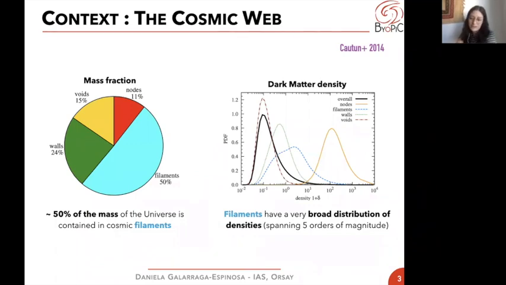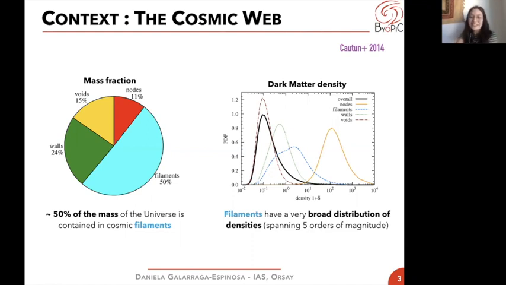What's interesting about the cosmic web, and especially for me the filaments, because this is what I am studying, is that thanks to some studies performed on simulations, we can say that half of the mass of the universe is contained in cosmic filaments, which is amazing.